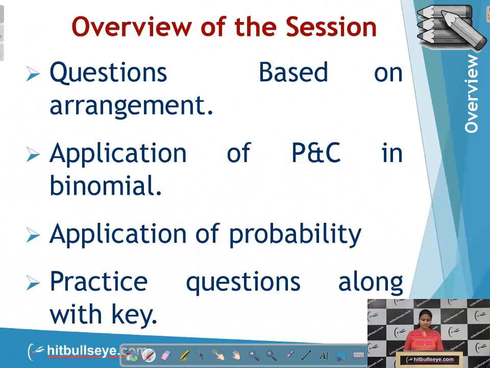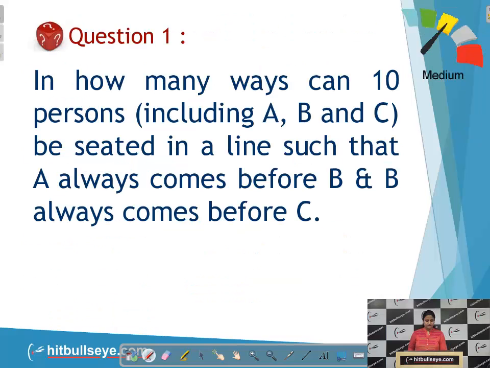First of all, we will do questions based on arrangements. Then you will see application of PNC in binomial, trinomial, multinomial. Then you will see application of probability. Then you will have practice questions along with the key. So let us start. Question number 1.